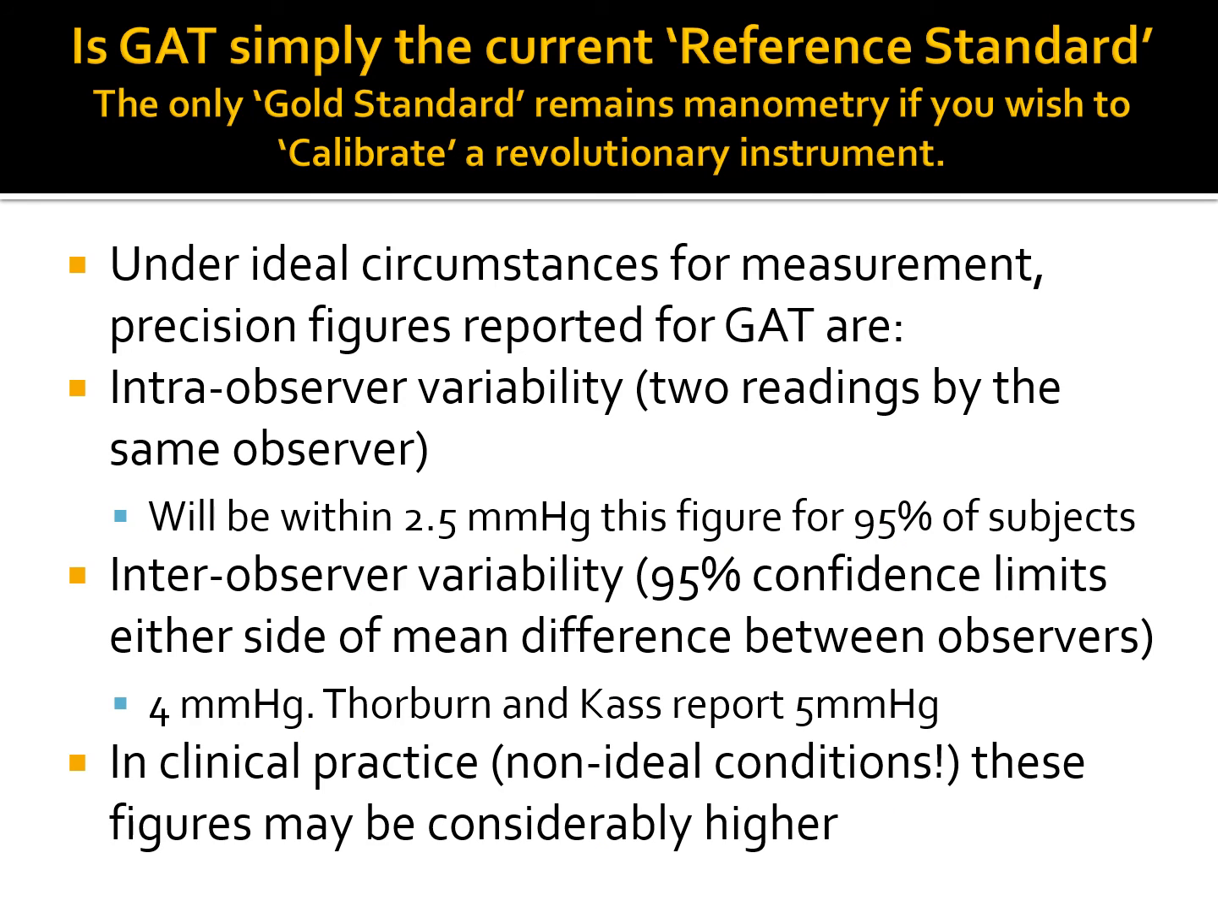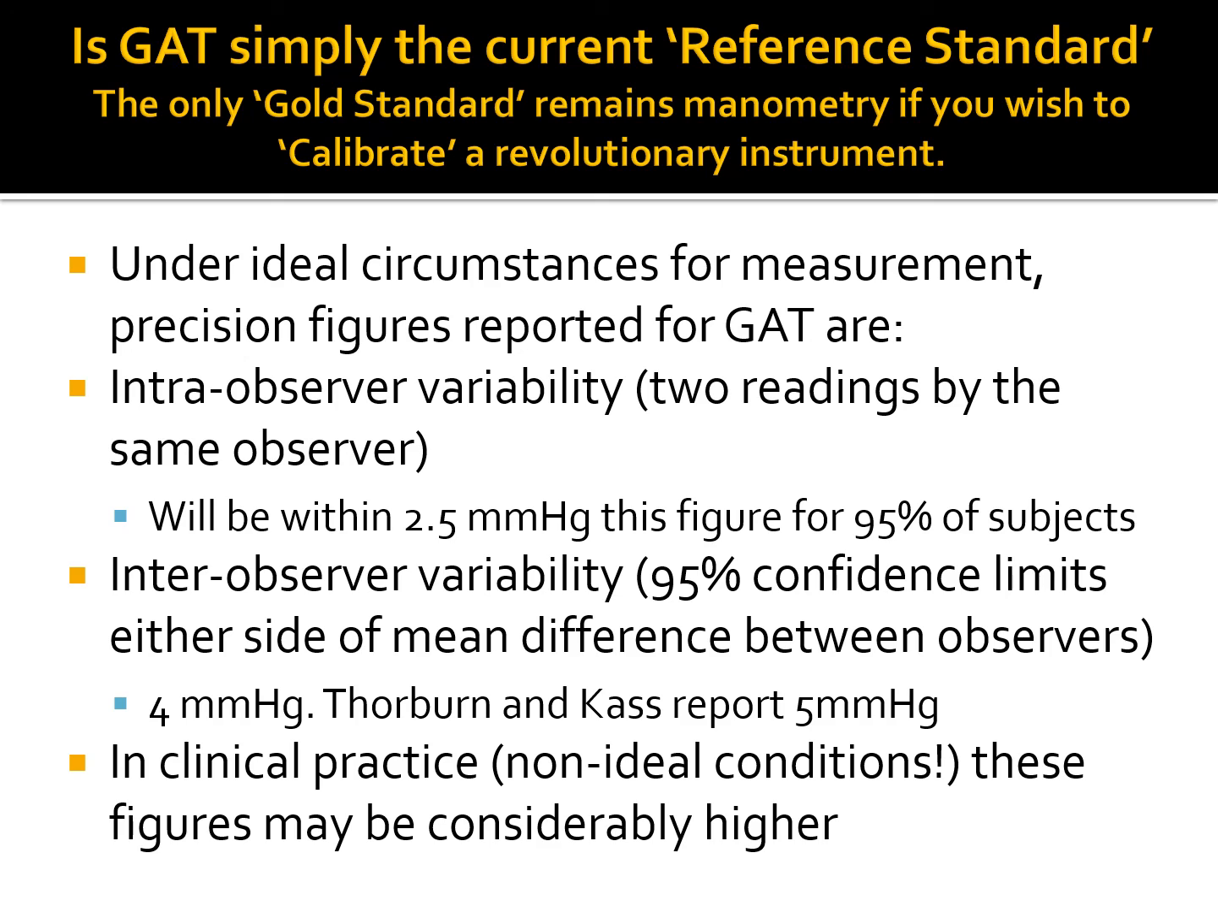So this is the sort of information that's presented in papers under very much idealized situations. They actually say that under ideal circumstances of measuring the precision figures for GAT, intra-observer variability, that's two readings by the same observer, will be within 2.5 millimeters of mercury with 95% confidence, which doesn't seem too bad.